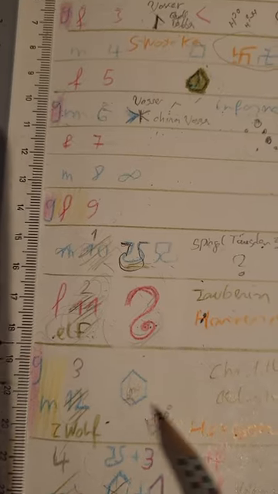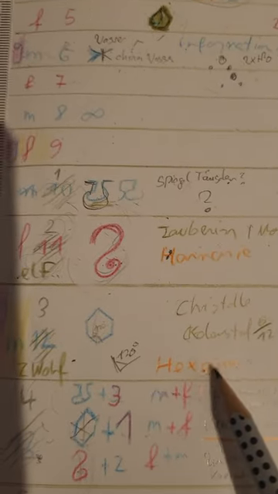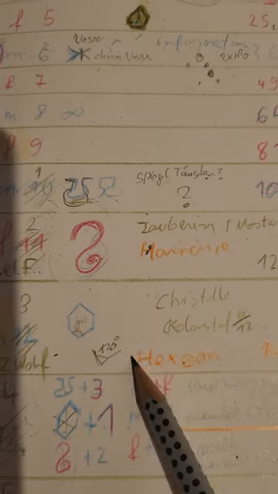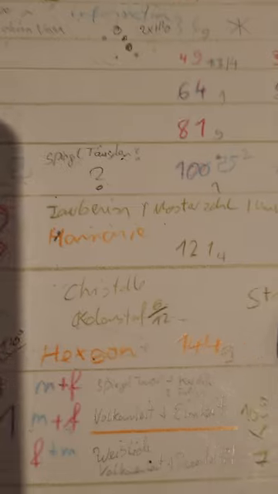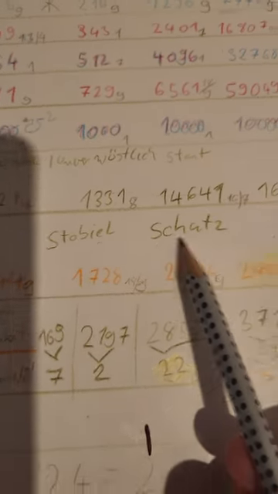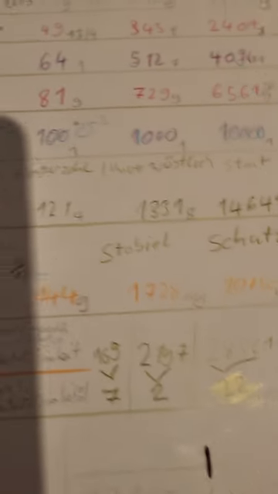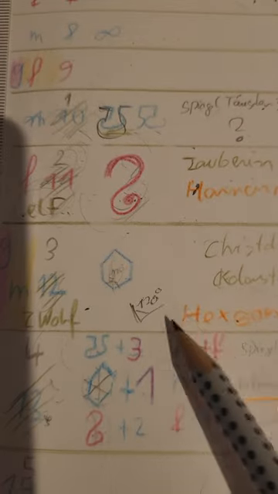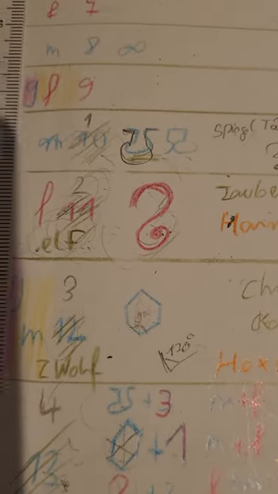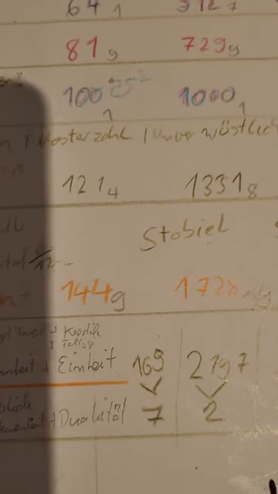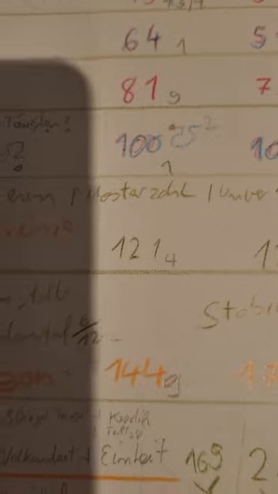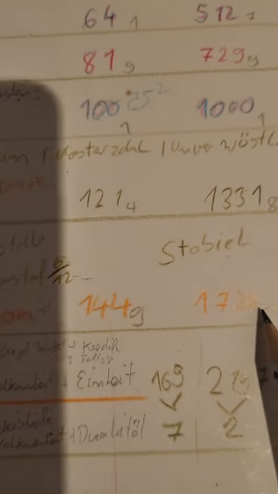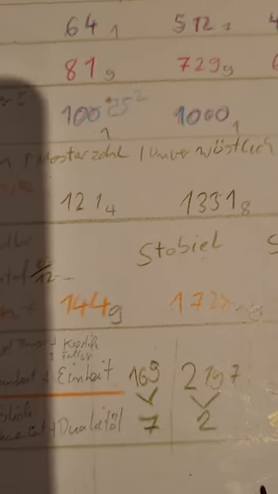Number 12, the hexagon. So it's very important. There are a lot of crystals based on a hexagon. It means stability, protection, and the maximum of goodness is number 12. So all these square numbers, if we count them together, I don't know, quer summe in English, we get 999.